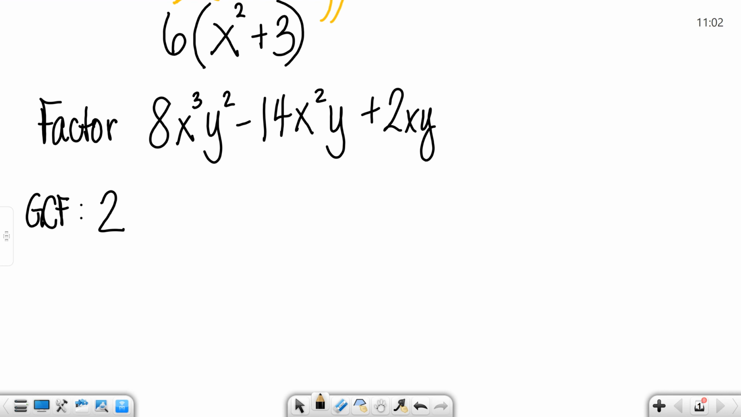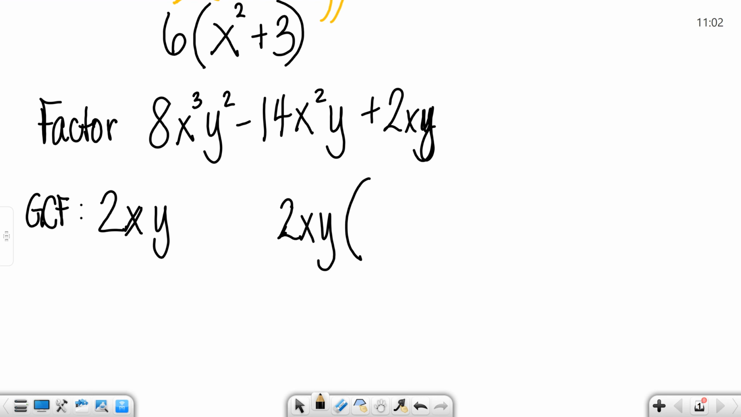So when I look at their variables, they all have one x. They also all have one y. So my greatest common factor is 2xy. So I'm going to factor out 2xy and see what we have left.